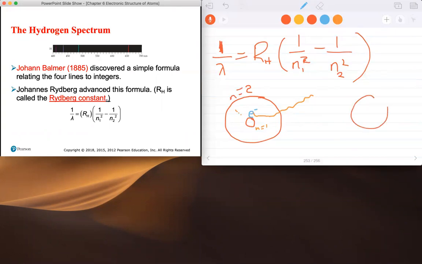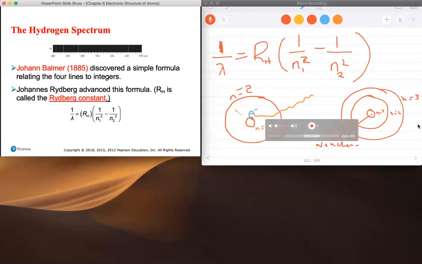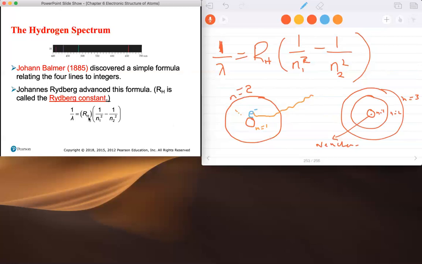Remember, we're going to talk about this model of an atom. This is the nucleus, and these are called energy levels: n equals 1, n equals 2, n equals 3 as you go away from the nucleus. I will come back to this in detail, but in relation to the Rydberg equation, when an electron is promoted to a higher energy level, we say that this is an excited electron.